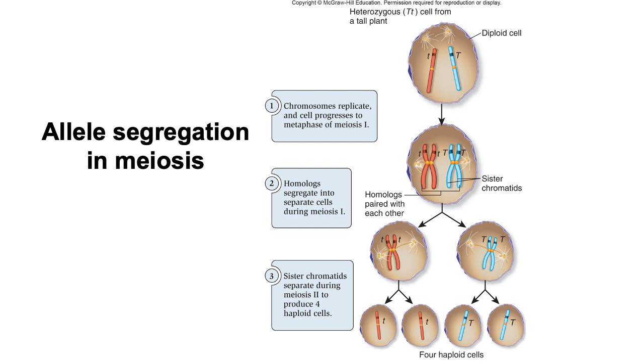So Mendel's law of segregation, that two copies of a gene separate from each other at every generation, we know that that's because homologous chromosomes separate from each other during anaphase 1 in meiosis, and that's really nicely illustrated in this slide.